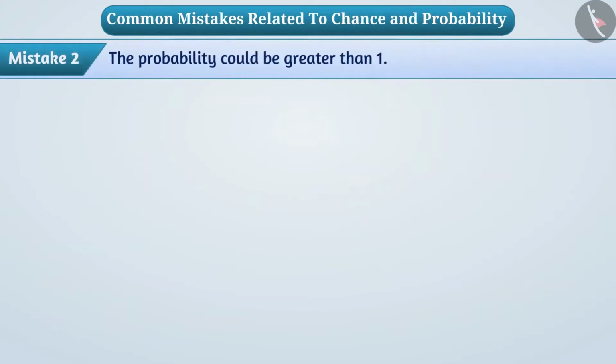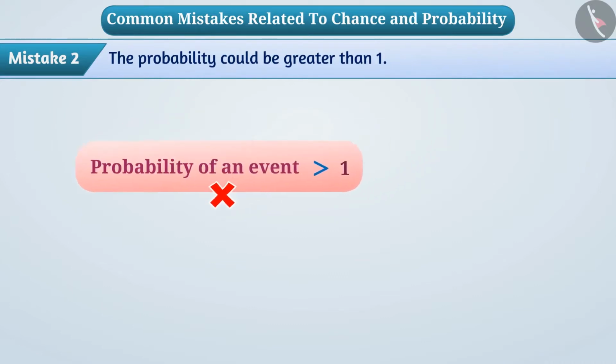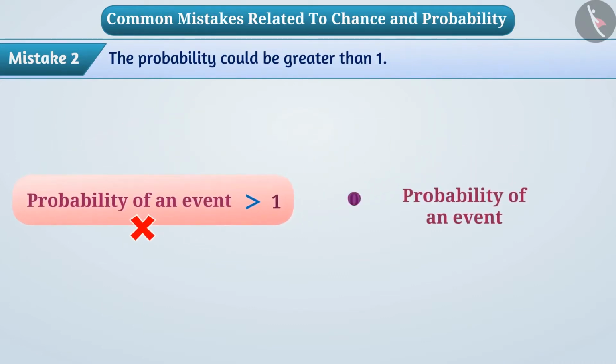Mistake 2. Understanding that the probability could be greater than 1. Some children think that the probability of an event can be greater than 1. But this is a misunderstanding. The probability of an event can be 0 or greater than it, or 1 or less than it.